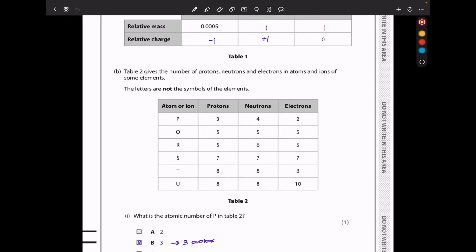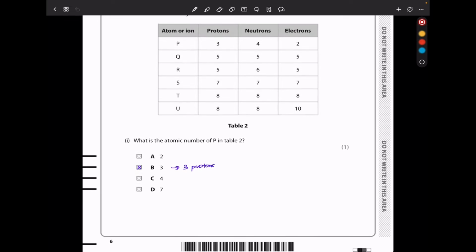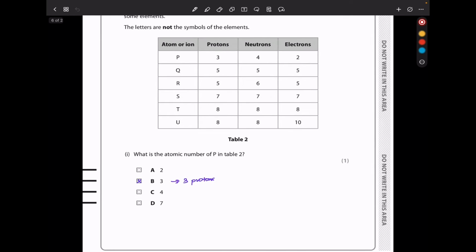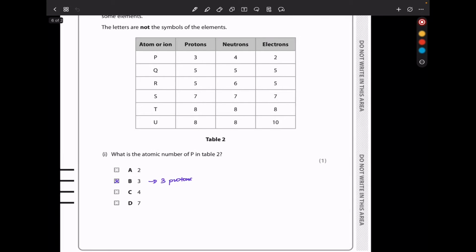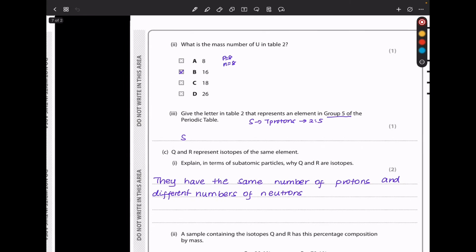And next they say table 2 gives the number of protons, neutrons, and electrons in atoms and ions of some elements. The letters are not the symbols of the elements. So the first question says, what is the atomic number of P in the table? The atomic number should be the number of protons. So because P has 3 protons, it means its atomic number is going to be 3, so B is going to be our answer.